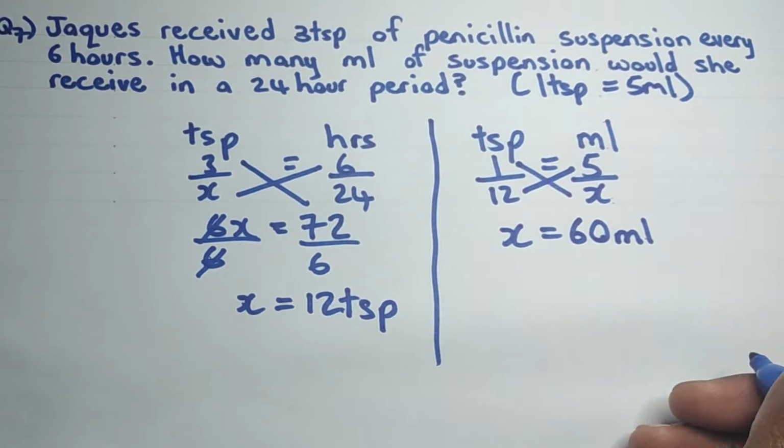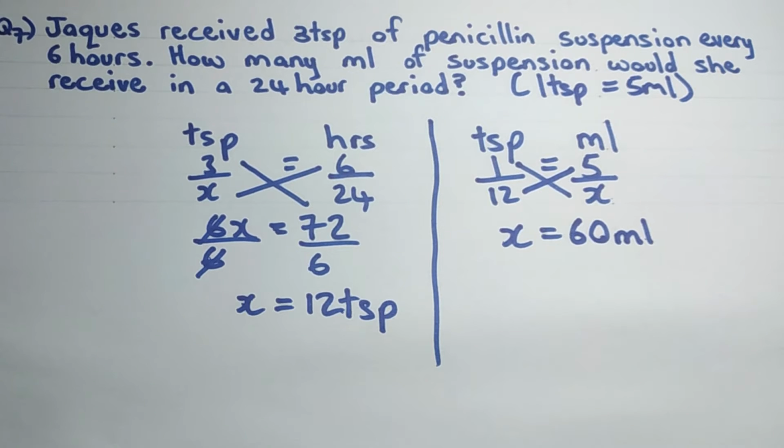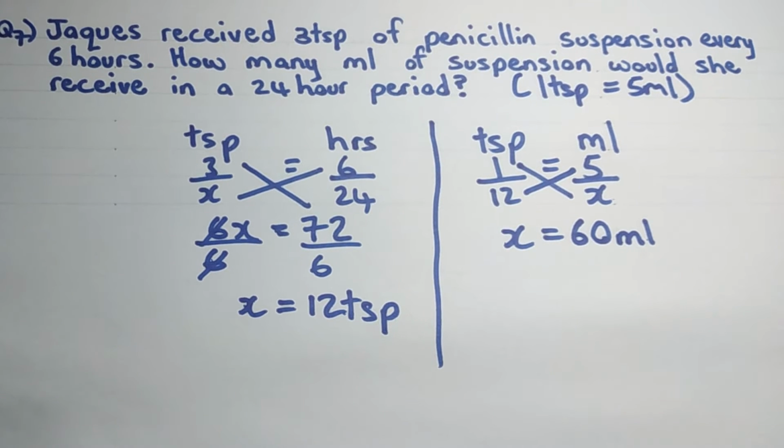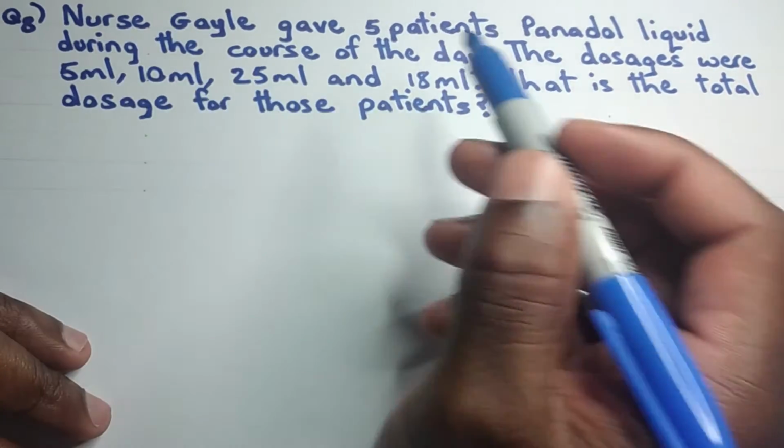And again, if you want to write a statement about this, you can always do that to give clarity to what you would have done. So this is pretty much how we treat question 7. Now let's look at question 8.